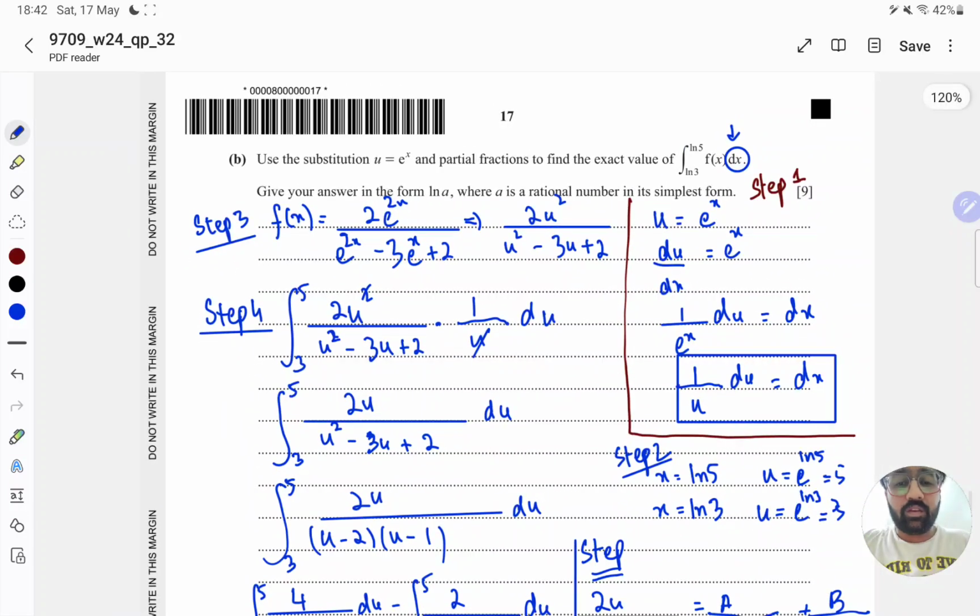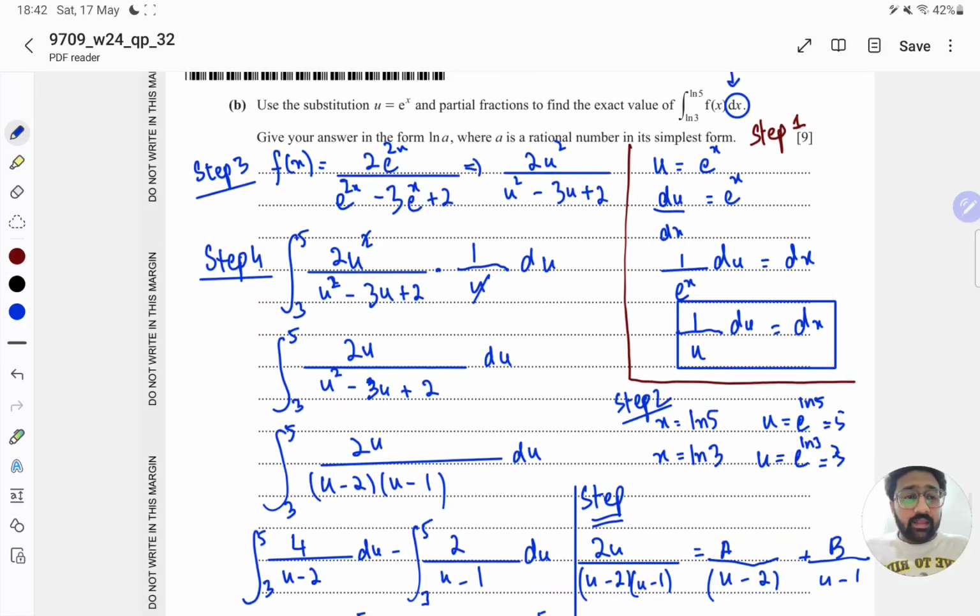After that you need to write it in the rational form and in the form of ln. Yeah, that's the end of the paper.